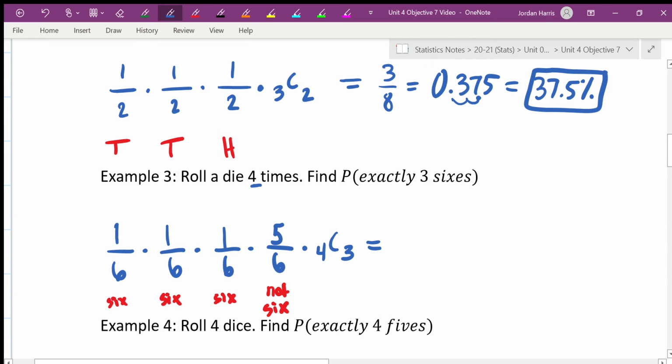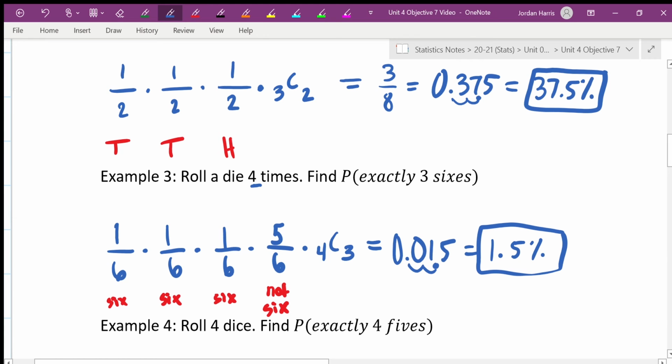So you type that in your calculator: 1 divided by 6 times 1 divided by 6 times 1 divided by 6 times 5 divided by 6 times 4 nCr 3. Test this, try this. Make sure you can get this correct. And you get 0.015. It's a really small probability, actually. 1.5%. If you've ever played a game like Yahtzee or Risk, getting 3 6s does not happen very often with 4 dice.